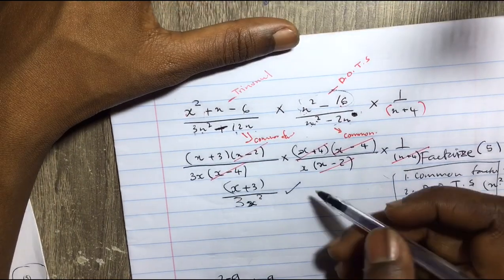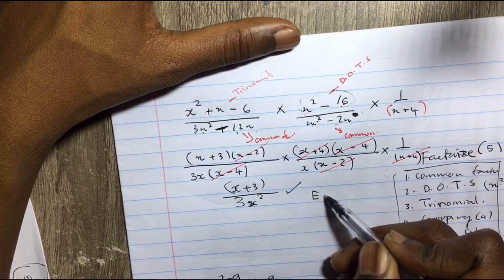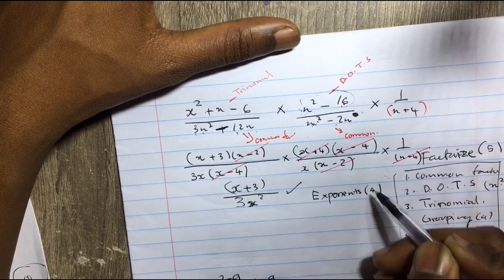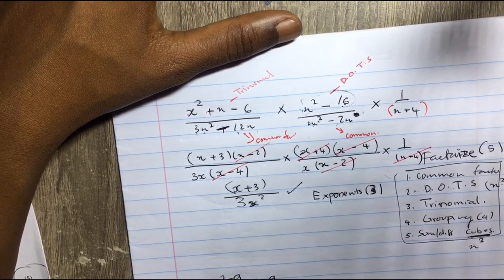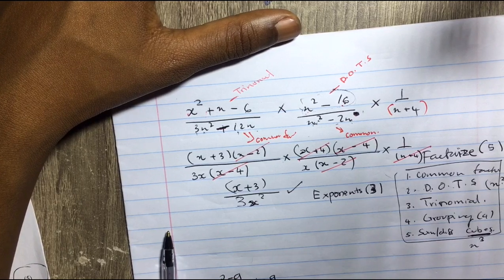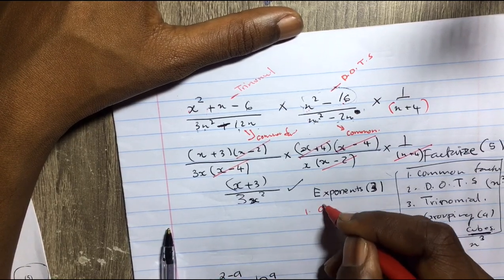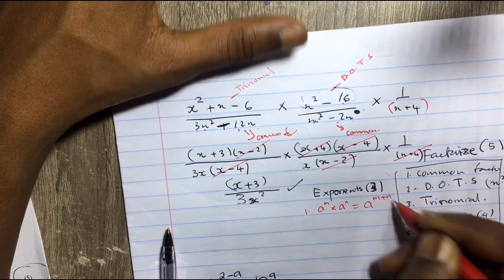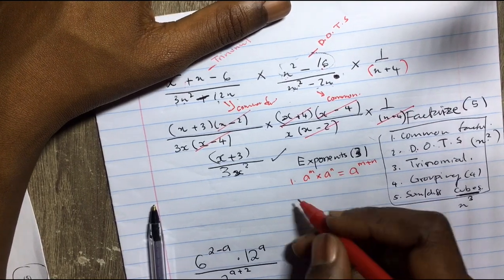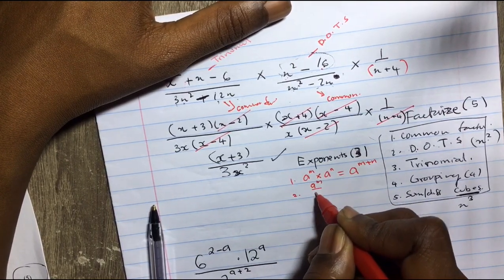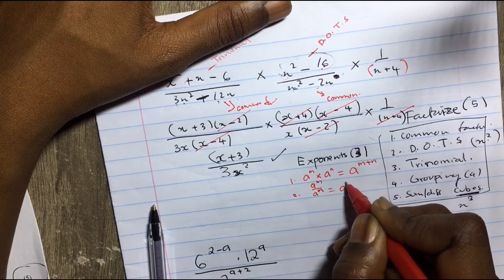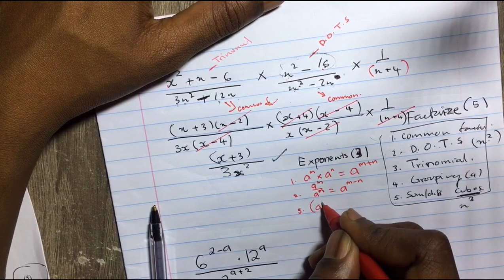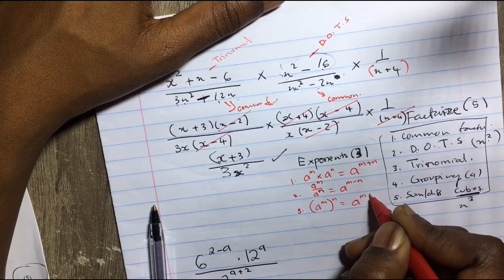Okay, so let me write here first. Exponents. How many laws? There are 3 laws of exponents, and there are 2 properties. So law number 1 says when multiplying powers of the same base, we add the exponents. That's law number 1 of exponents. Law number 2 says when dividing powers of the same base, we subtract the exponents. Law number 3 says when we have a power raised to a power, we multiply the exponents.